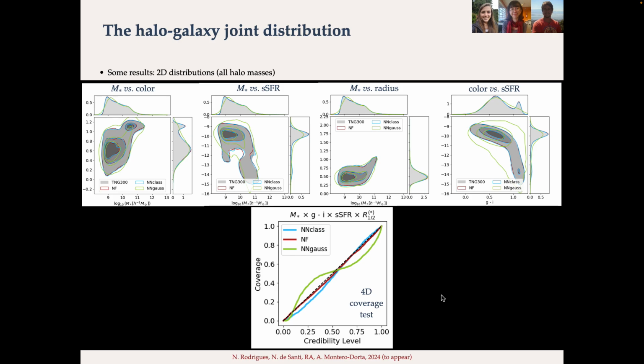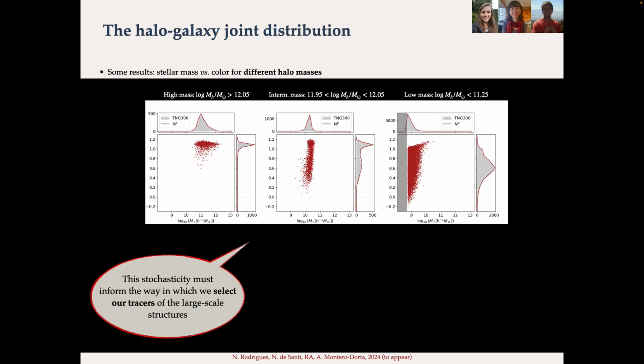Now, I already said that you cannot do perfectly here in some of these tests because of stochasticity. So what is the degree of stochasticity? Here is a very interesting plot. I think it's one of the most interesting plots that we can build here, which is when we ask the following question. Let's not ask what are the distributions for the entire population of halos and galaxies that we have here, but only for a subset of those halos.